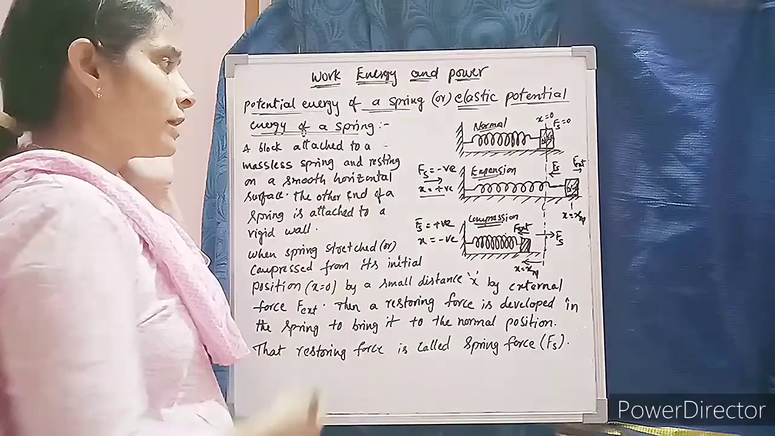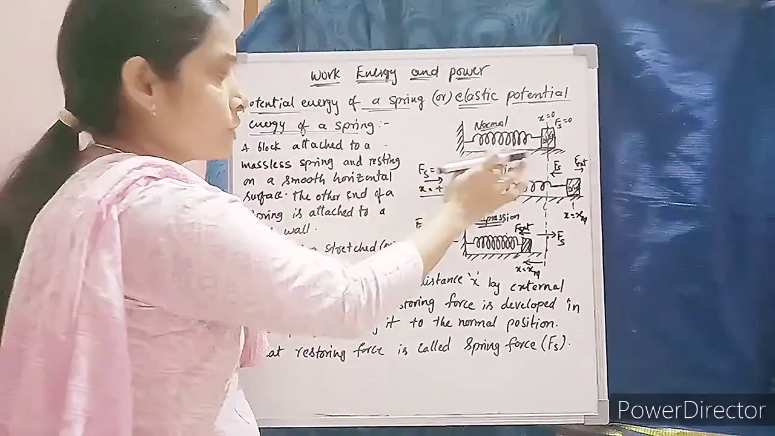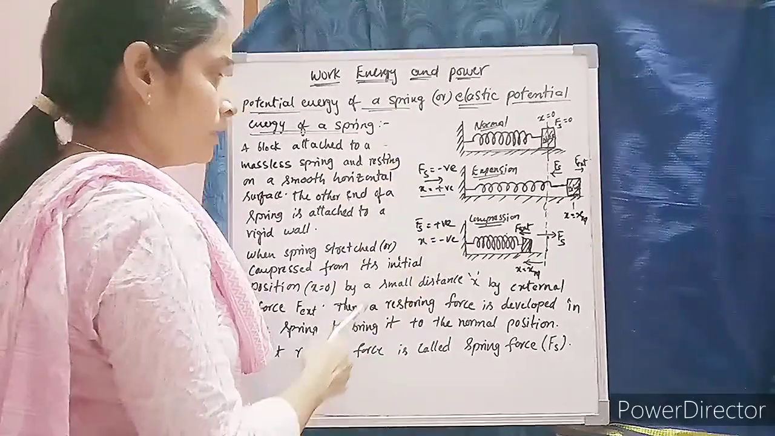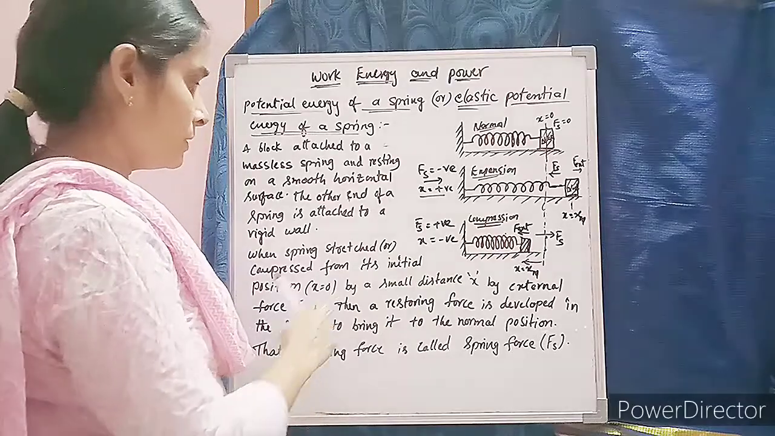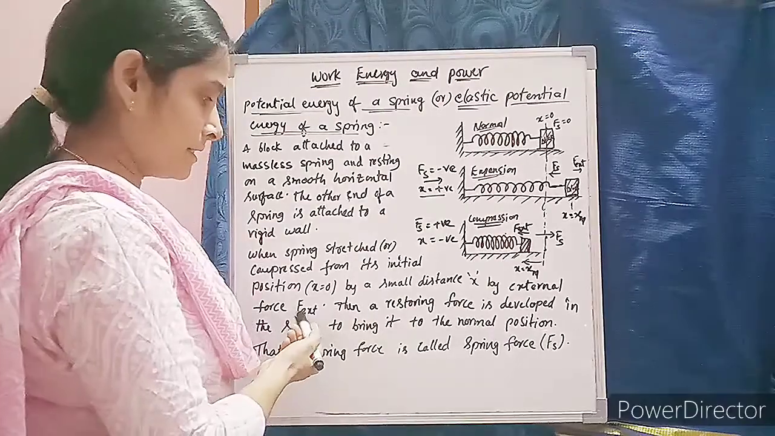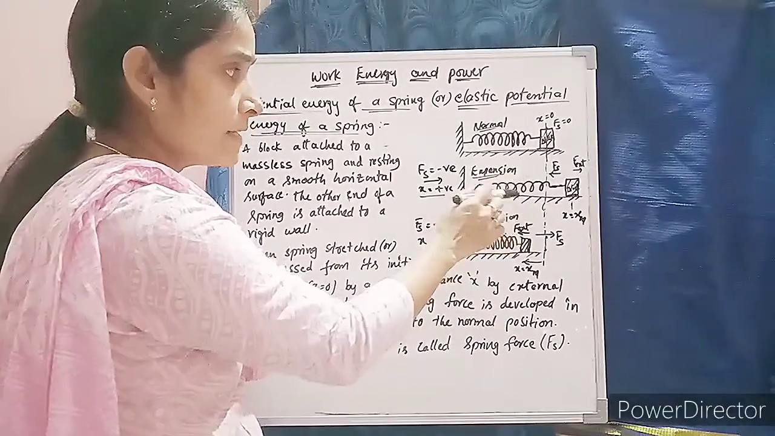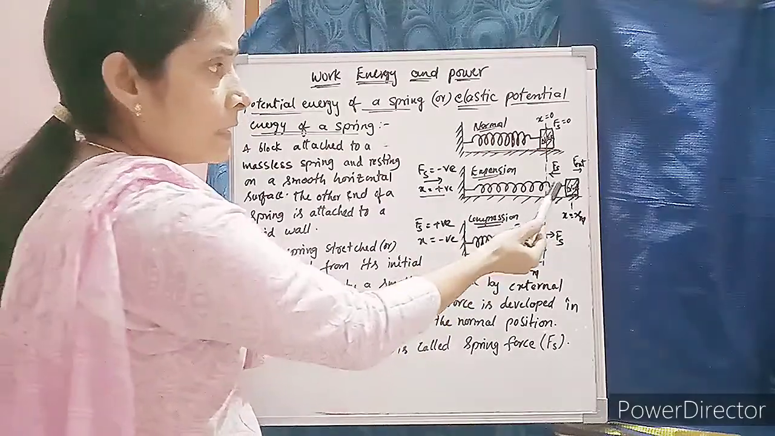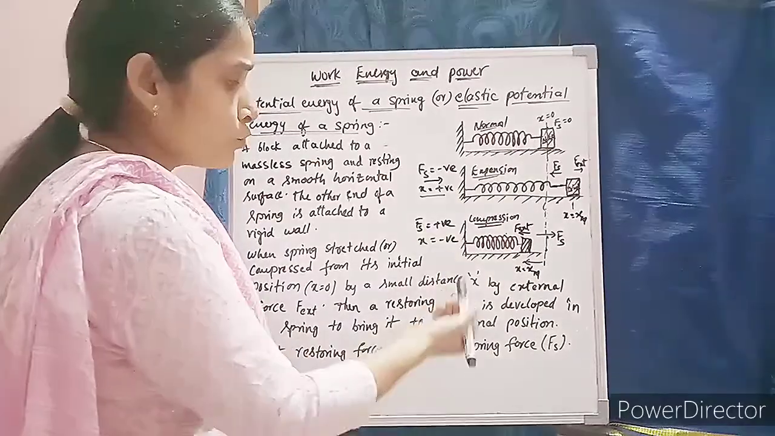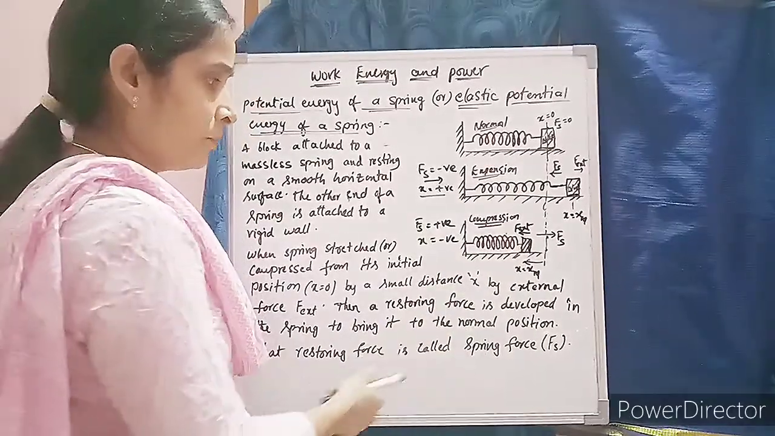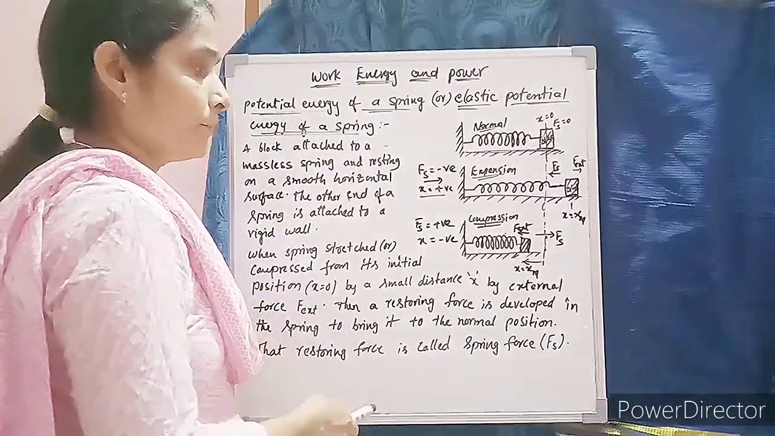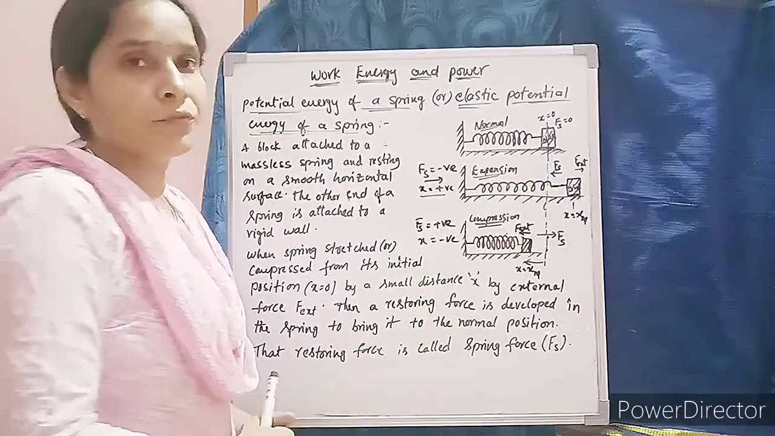Coming to the theory: the block is attached to a massless spring and resting on a smooth horizontal surface. The other end is attached to the rigid wall. Stretch the spring. The displacement takes place from the initial position x equal to 0, and the stretching is done using an external force. Then a restoring force developed inside the spring brings the block to its initial or normal position. If the body moves a distance x, then the restoring force comes into play to bring it to the normal position. That force we call the spring force, Fs.